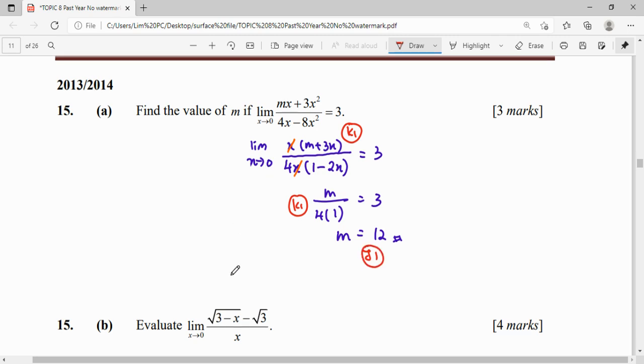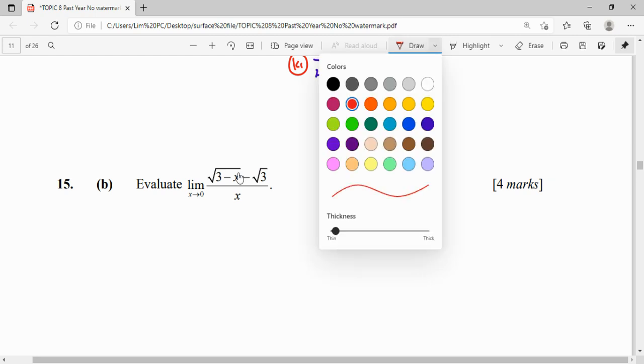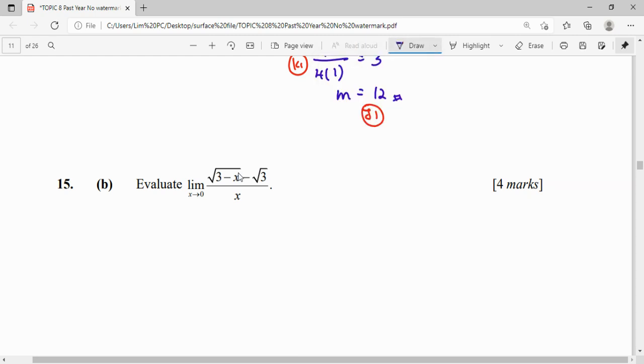Then for question B, evaluate the limit as x approaches 0 for this square root function. Same here, we can substitute our 0. Here it will be square root of 3 minus square root of 3 over 0, indeterminate form.